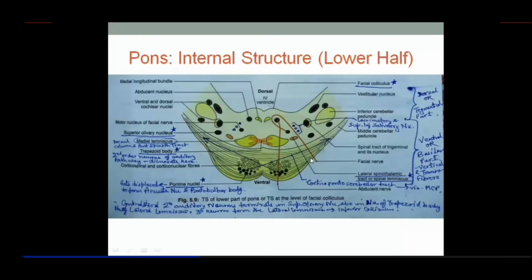Of course, the facial nerve will have another small twig along with it, laterally placed, and that's called nervus intermedius, which is carrying parasympathetic as well as special visceral afferent sensations, the taste sensations. So that is placed lateral to this facial nerve, and that is called nervus intermedius.